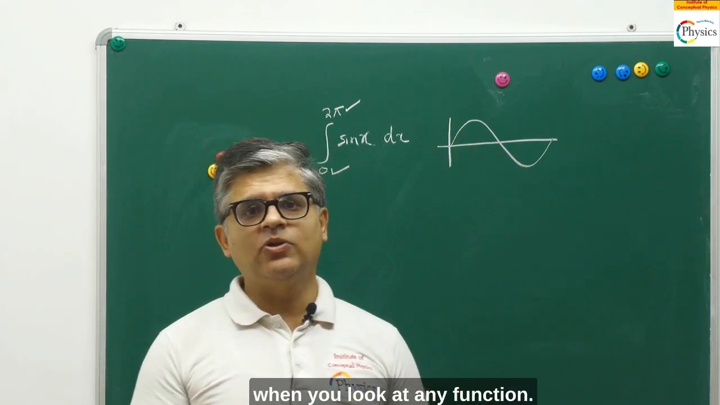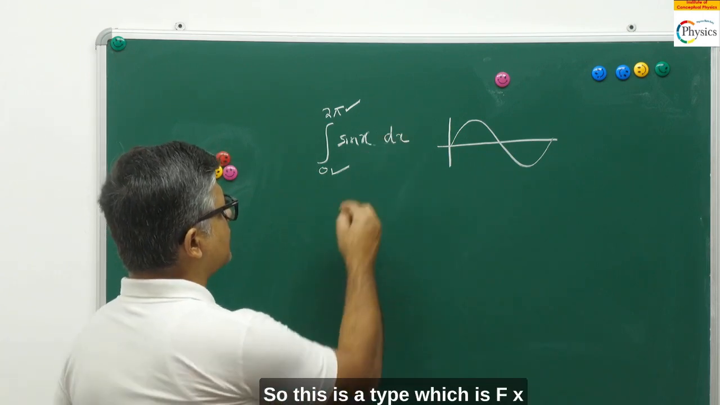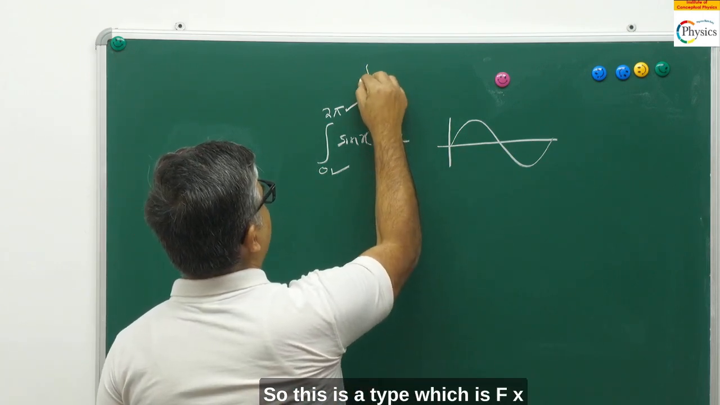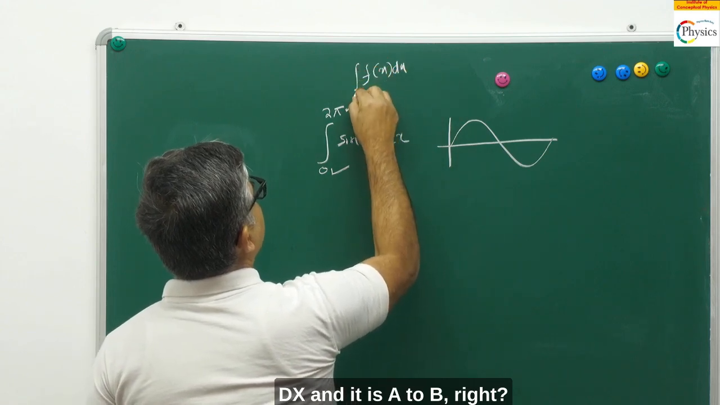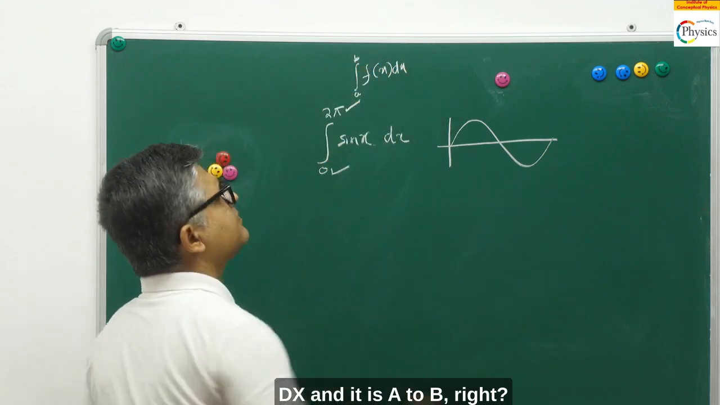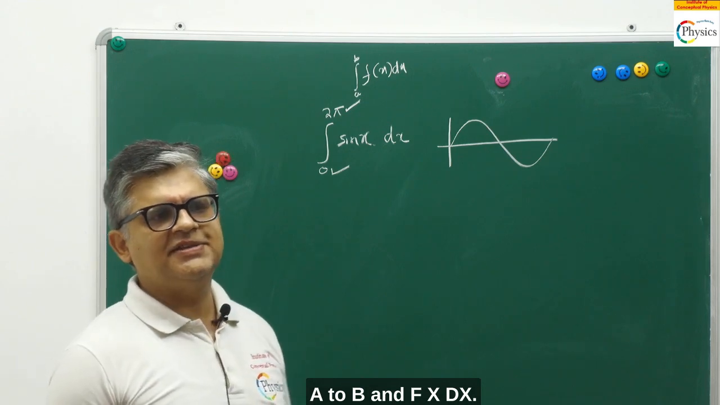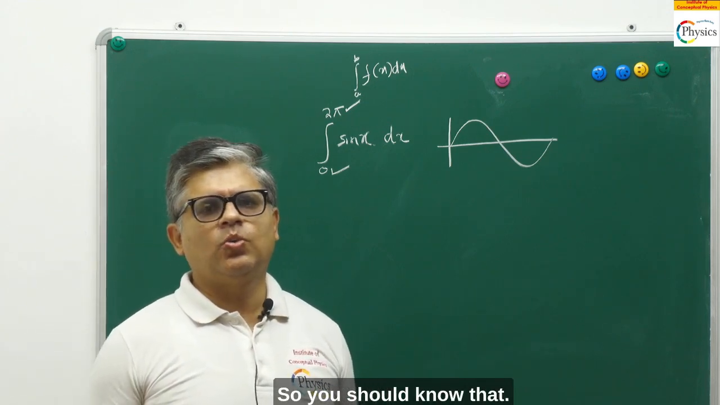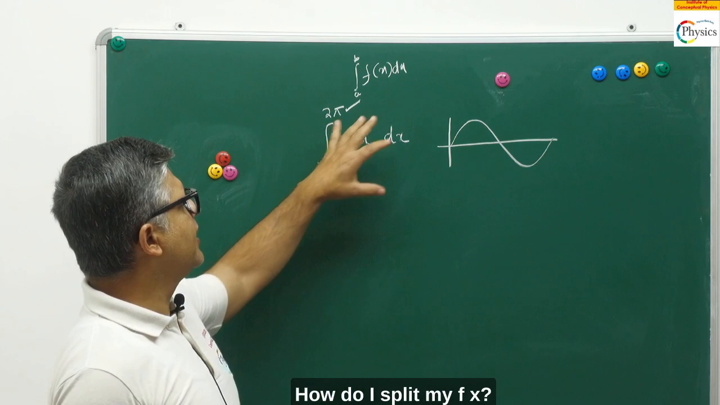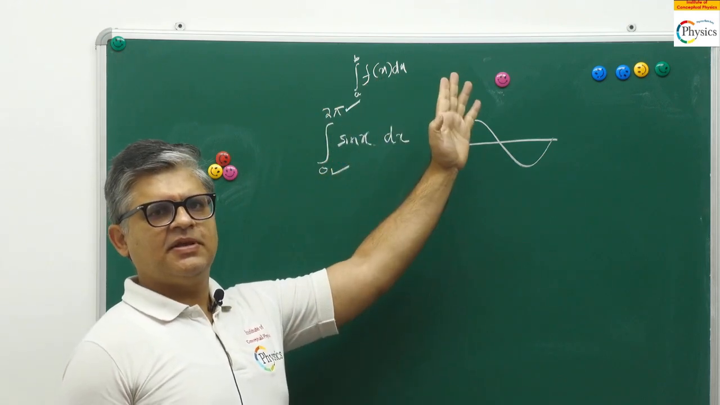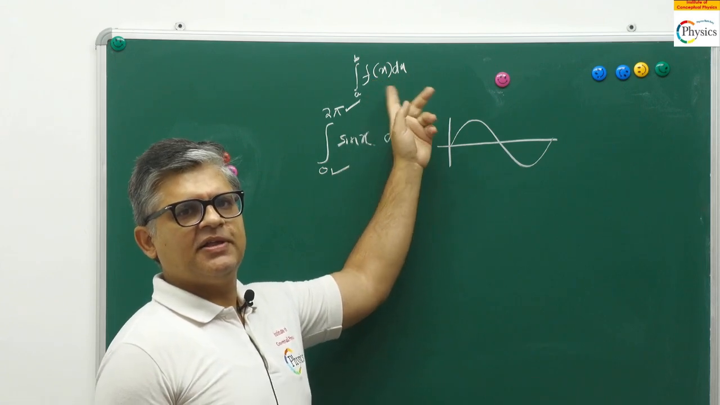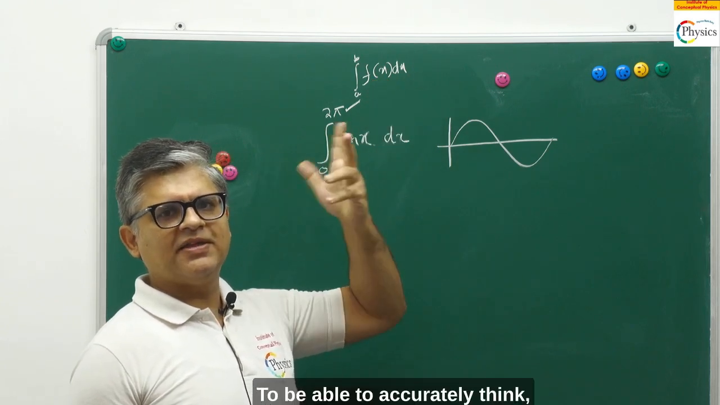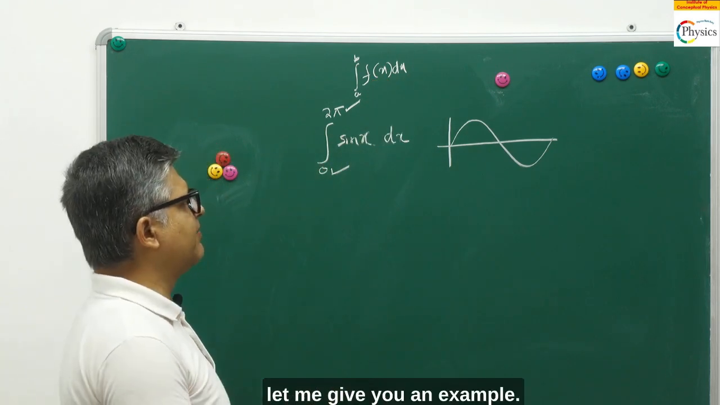First thing you have to do when you look at any function: this is of the type f(x) dx, from a to b, right? A to b and f(x) dx. So you should know how to split your f(x). You sometimes have to split this f(x) to be able to think accurately. Let me give an example.